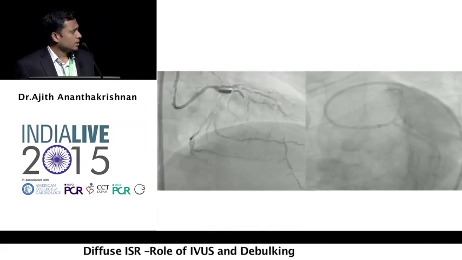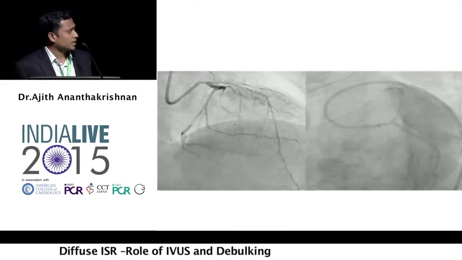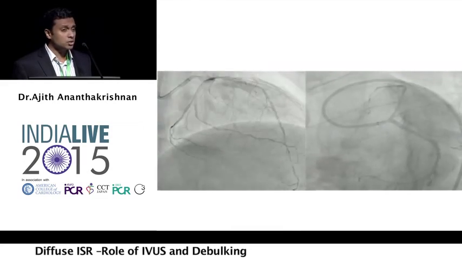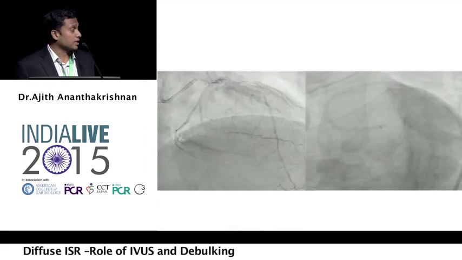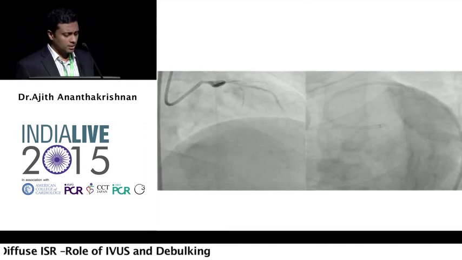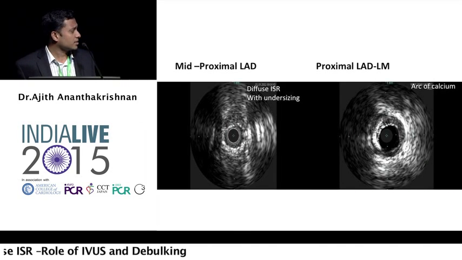It's a cranial view. We can see that the terminal LAD is diffusely diseased. There is a long segment in-stent restenosis of the proximal LAD. This was a 2.75 by 38 millimeter drug-eluting stent implanted last time. That was done without any IVUS. Now, let us spend some time discussing this IVUS image.